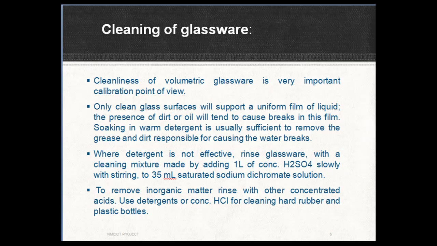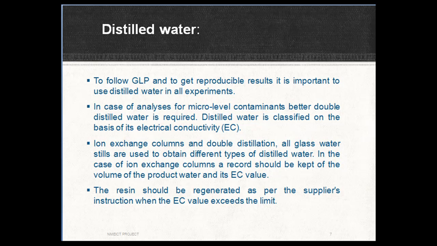Distilled water. To follow GLP and to get reproducible results, it is important to use distilled water in all experiments. In case of analysis for micro level contaminants, double distilled water is better. Distilled water is classified on the basis of its electrical conductivity. Ion exchange columns and double distillation all-glass water stills are used to obtain different types of distilled water. In the case of ion exchange columns, a record should be kept of the volume of the product water and EC value. The resin should be regenerated as per the supplier's instructions.